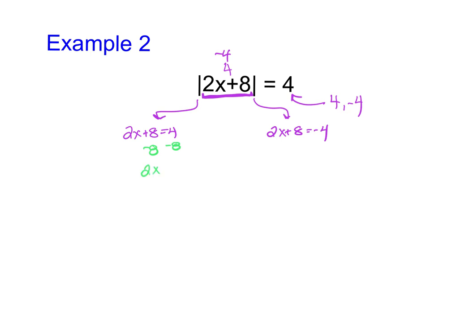So we have 2x equals negative 4, divide by 2. So one option is x equals negative 2. And then here we have 2x is equal to negative 12, divide by 2. And we find negative 2 and negative 6 are our 2 answers.